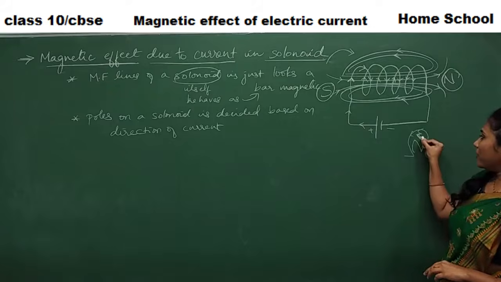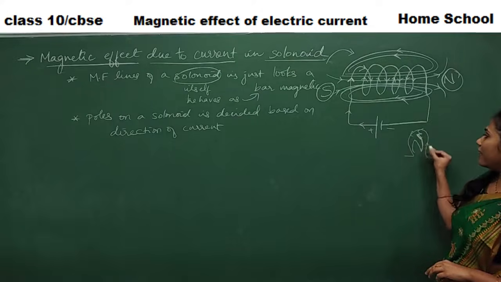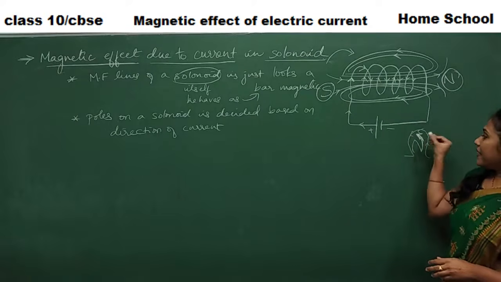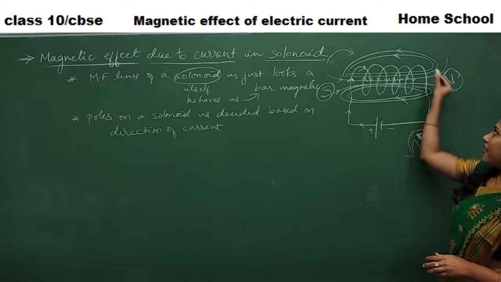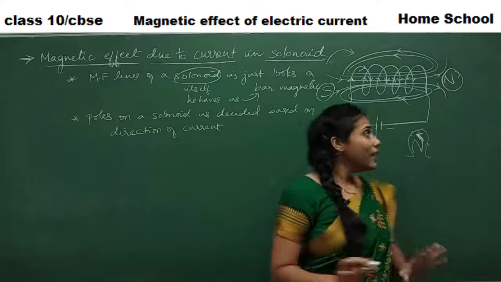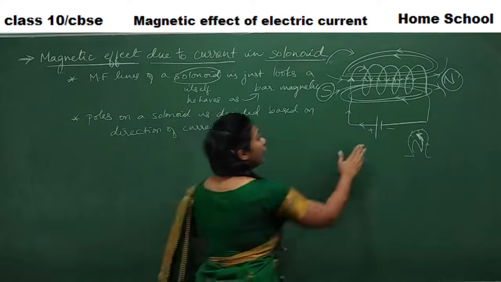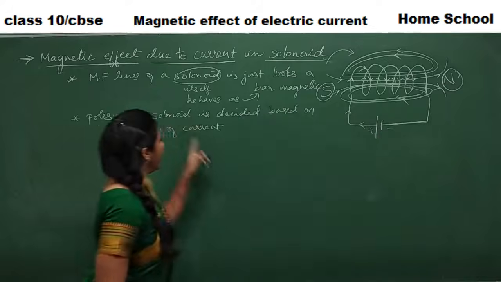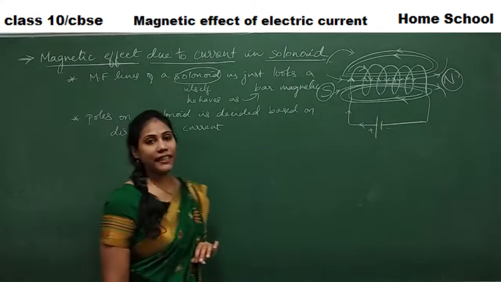N, the arrow marks will say anti-clockwise direction of the current. N, same direction the N is facing, right? See, that means the face, that is the side of a solenoid, will have a north pole. Clear? Like this, you will decide the poles of a solenoid based on the direction of current.